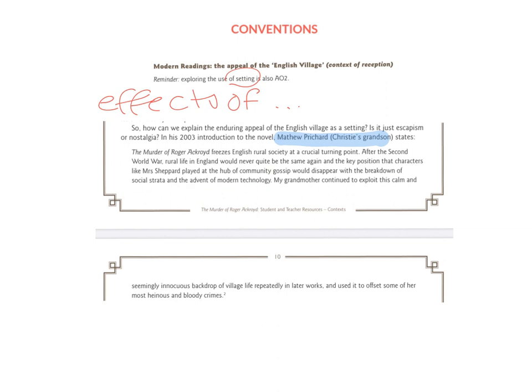My grandmother continued to exploit this calm and seemingly innocuous, two great words there, seemingly innocent, seemingly harmless, backdrop of village life repeatedly in later works, and used it to offset or juxtapose with, deliberately clashing with some of the most heinous and bloody crimes. A murder here in King's Abbot.